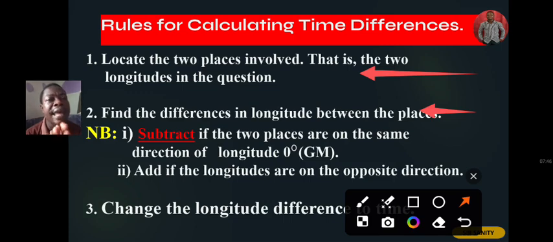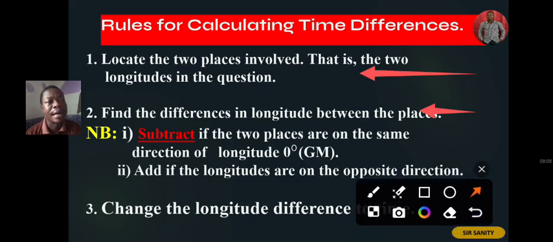Now, if they are on different or opposite hemispheres, if one country is at the west and another one is at the east, you must add the longitudes together for you to know your longitudinal difference.